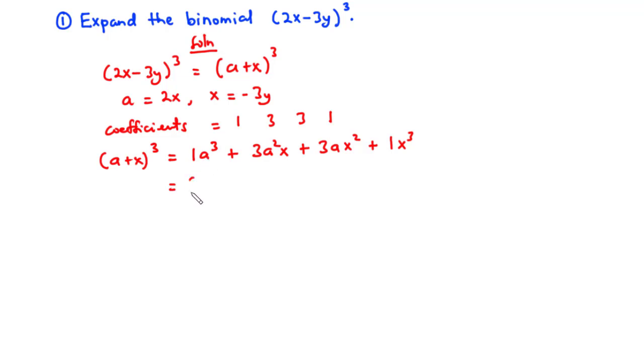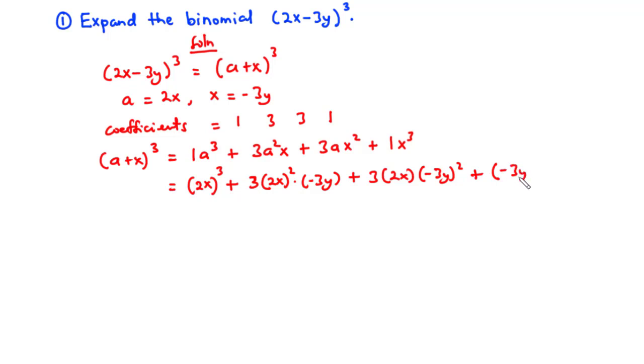So a is 2x. So we have 2x to the third power plus 3 times 2x squared. And then we have x to be negative 3y plus 3 times a. We have a to be 2x times x squared. So times negative 3y squared plus negative 3y cubed.